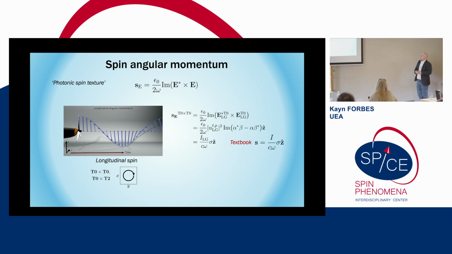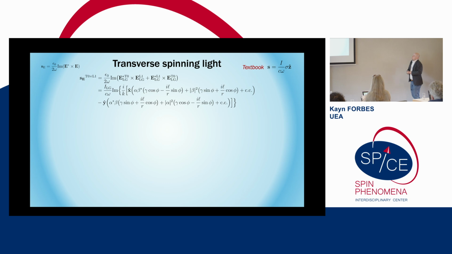So let's go through. If we use our T0 fields, this is a very simple calculation. What is spat out? Well, it's the well-known textbook spin of a paraxial beam. It points in the Z direction. It's proportional to the ellipticity. It's 0 for linearly polarized light. Very standard stuff.